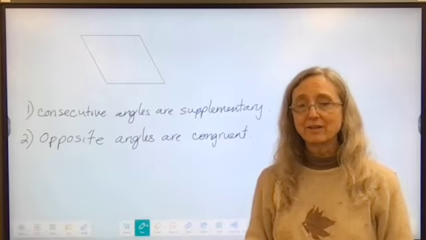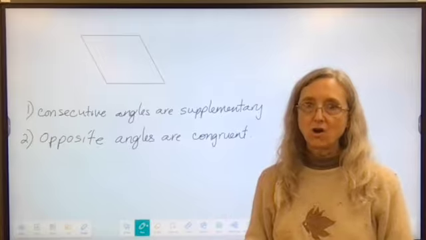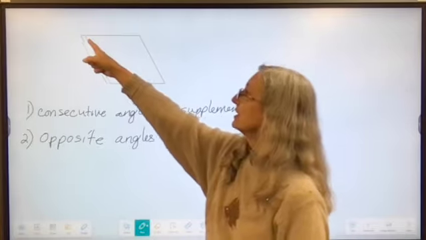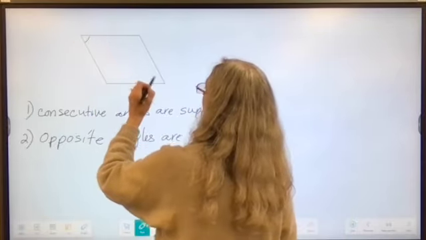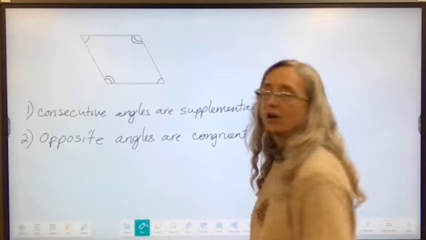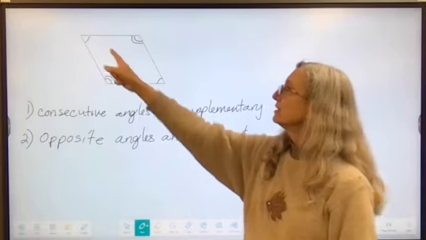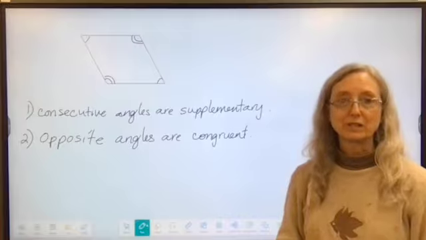Another characteristic of parallelograms is that opposite angles are congruent, always. So this angle and this angle have the exact same measure, and these two are congruent to each other. So these two are supplementary, these two are congruent. That's always true if it's a parallelogram.